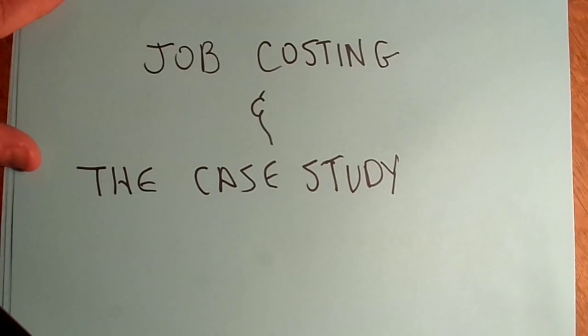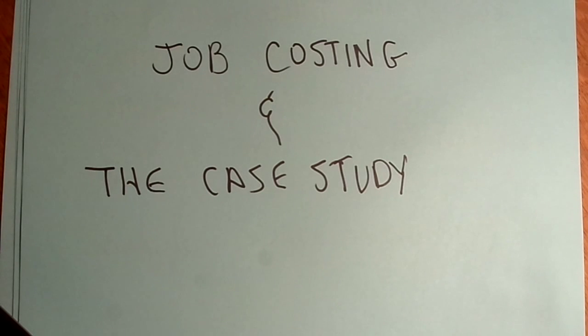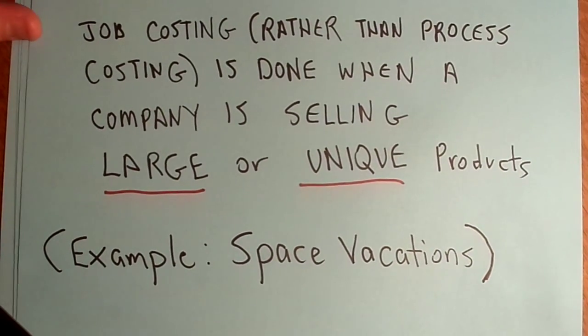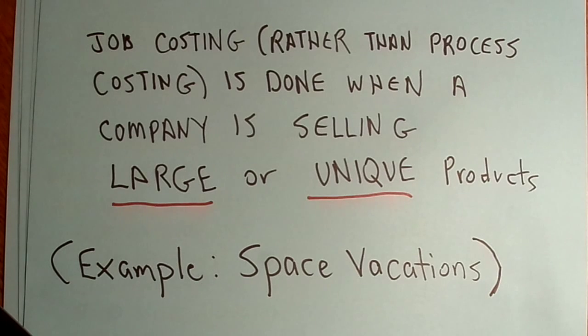Let's consider the topic of job costing, and how it relates to our case study, the Eastern Shore Milky Way Company. Job costing, rather than process costing, is done when a company is selling large, unique, or expensive products. And of course, a space vacation that many of you are computing a sale price of about $10 million on would qualify.